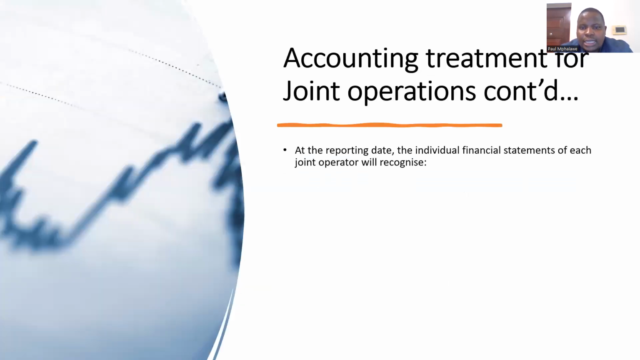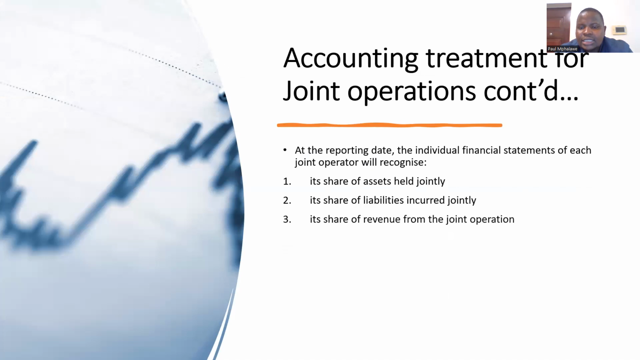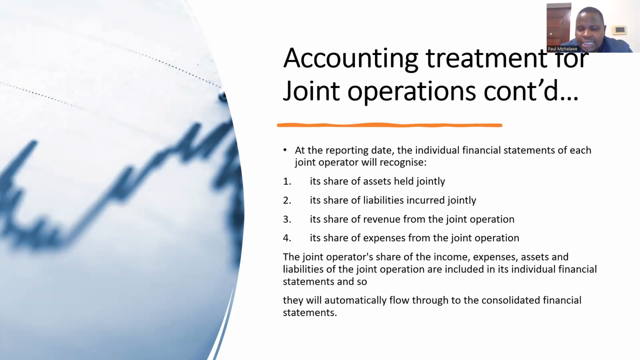So to continue, at the reporting date, the individual statements of each joint operator will recognize, number one, its share of assets held in the joint operation. Number two, its share of liabilities incurred jointly. Number three, its share of revenue from the joint operation. And number four, its share of expenses from the joint operation. And largely, the joint operator's share of income and expenses, assets and liabilities of the joint operation are included in its individual financial statements. And so they will automatically flow through the consolidated financial statements.